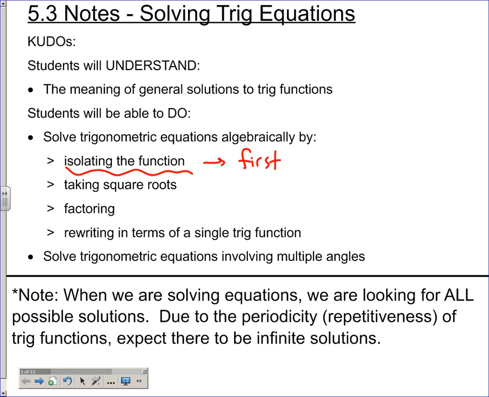And then at the end we're going to look at if there's a change in period for sine, cosine, or tangent. There's a note at the bottom here. When we're solving equations, we want to find all possible solutions. So when we have a periodic function, such as all of our trig functions, they're repetitive, there's going to be infinite solutions. That's what we expect to happen. So we need to come up with a way to write our answers with an infinite number of solutions.